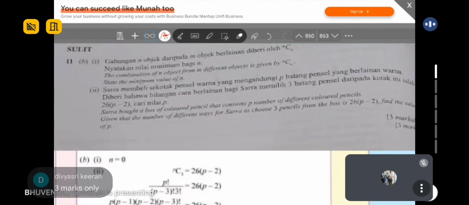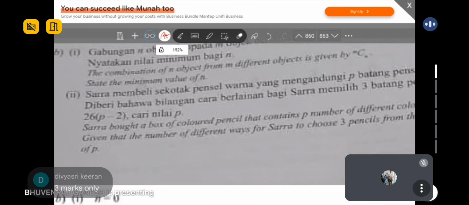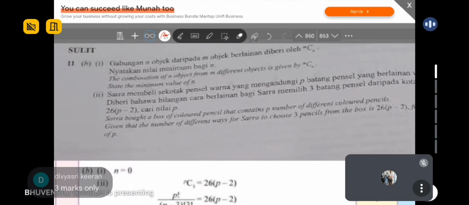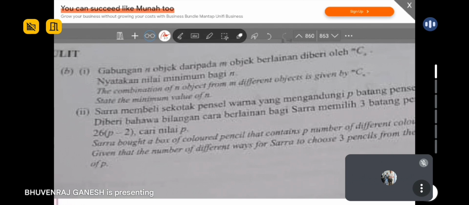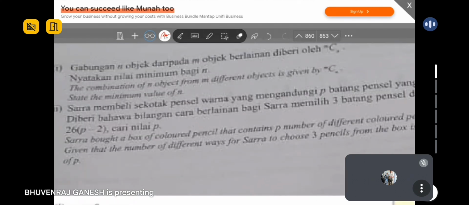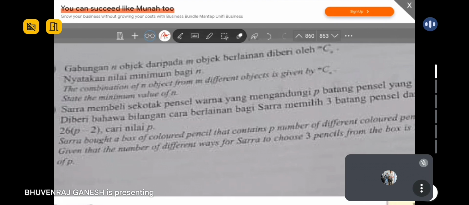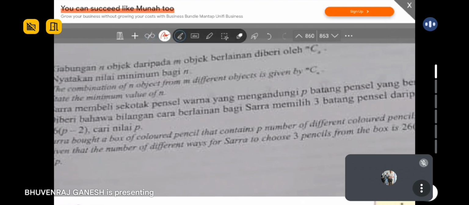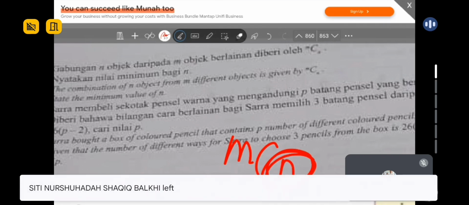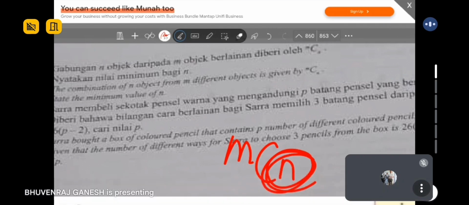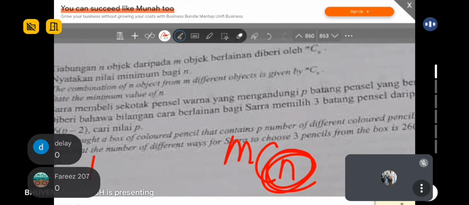Okay, part B. This one is very simple. This one senang guys, jangan risau. For this one, they ask you to state the minimum value of n. Nyatakan nilai minimum n. So this n value, what is the minimum, guys? Can you all tell me? Logic, gabungan. So n, minimum dapat berapa? What will you get? Yes, 0.